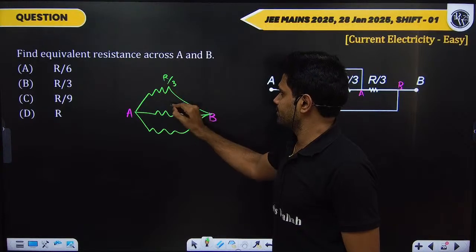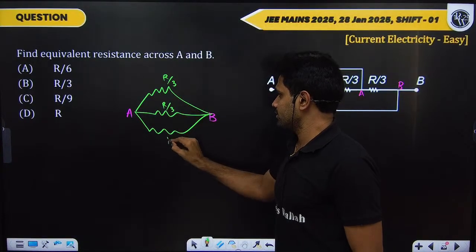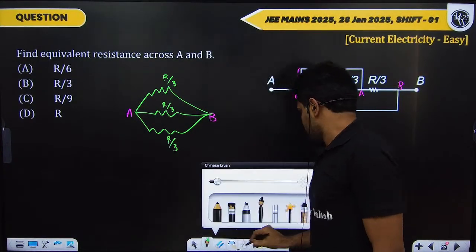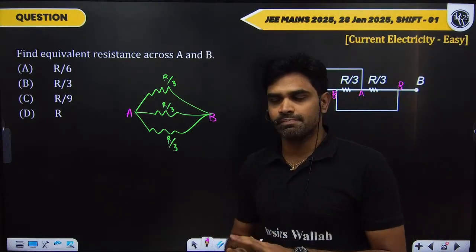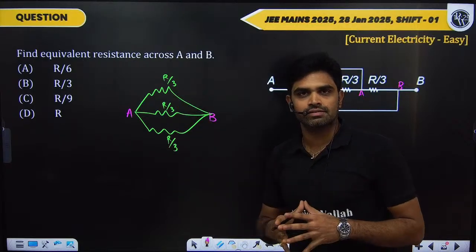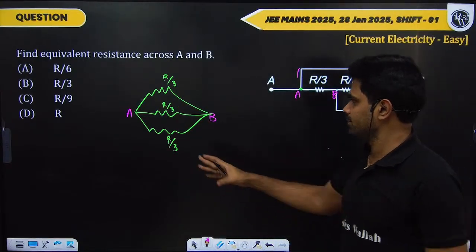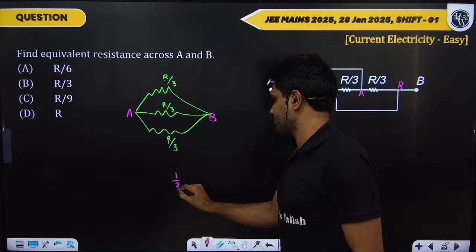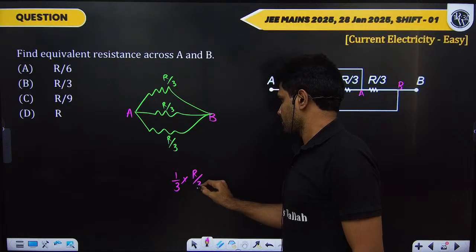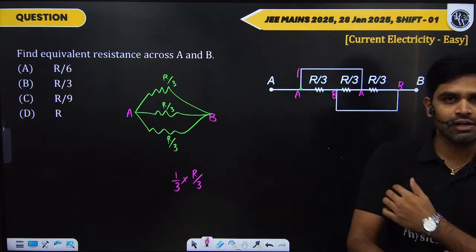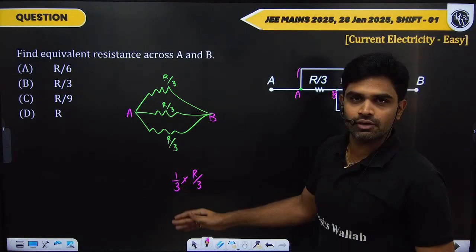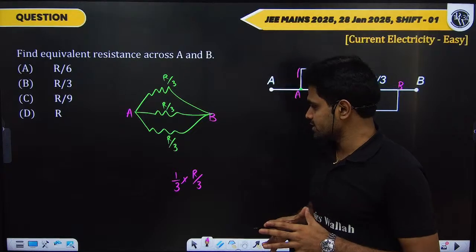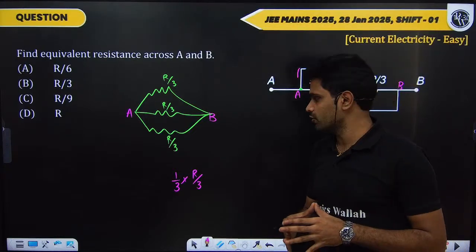3 equal resistors of R in parallel. The effective resistance will be 1/3 of R, that is R by 3. For n equal resistors, the effective resistance is R by n. We have 3 equal resistances, so the effective resistance is R by 3.